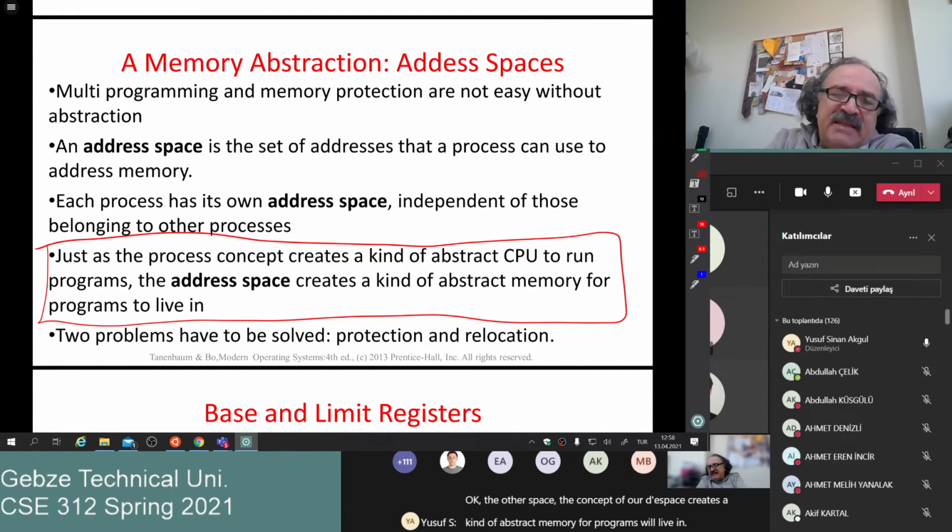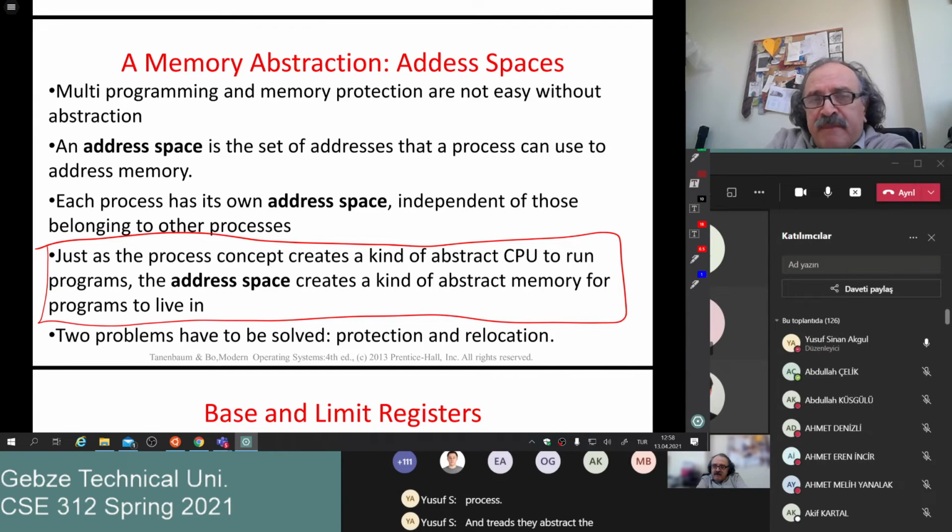That's the invention. So the idea of process and threads, they abstract the CPU. The idea of address space abstracts the memory. Our programs usually don't know what is going on with the memory actually, because they are living in their own address spaces.